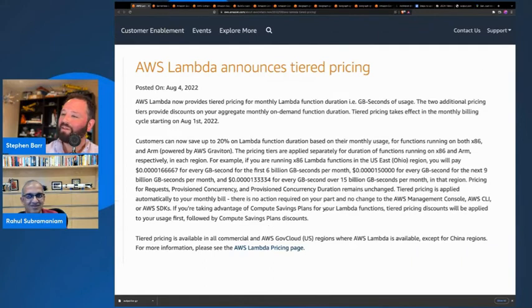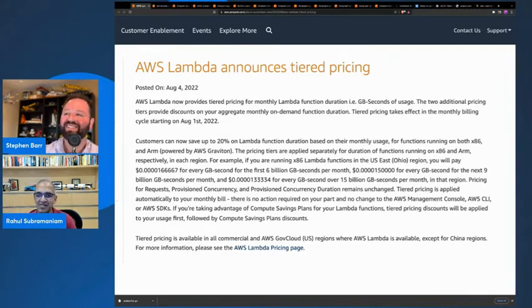Well, all right, I don't know if there's too much more to talk about here. Nothing else changes, but if you're using a lot of Lambdas, then as you use more, it gets cheaper on a per unit basis. Three tiers, and slightly different tiers depending on if you're on x86 or ARM.